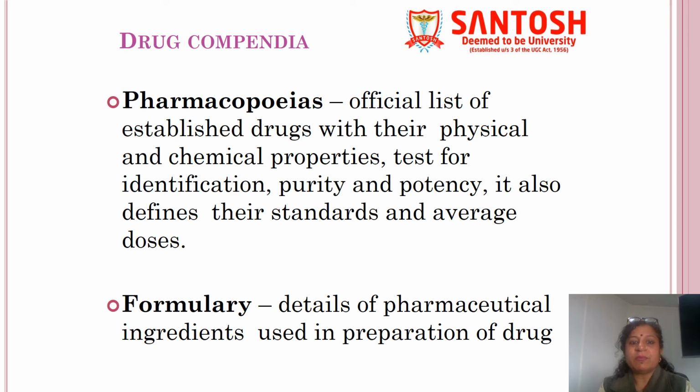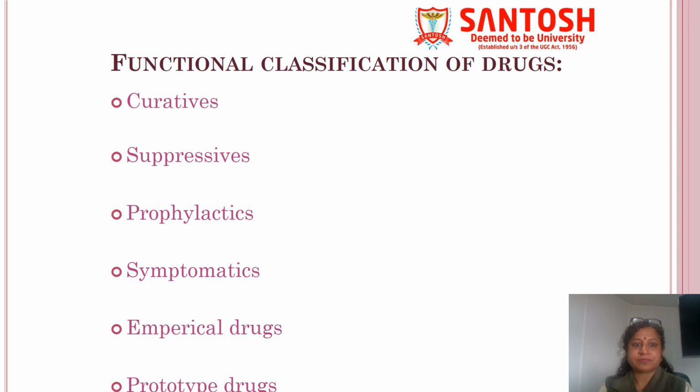Now important is drug compendia. You should just have a vague idea of this. There are pharmacopoeias and formularies. Pharmacopoeias are the official list of established drugs with their physical and chemical properties. There are different tests for identification, purity and potency, and it also defines the standards and average doses of those drugs. In formulary, we have details of pharmaceutical ingredients used in the preparation of drugs.